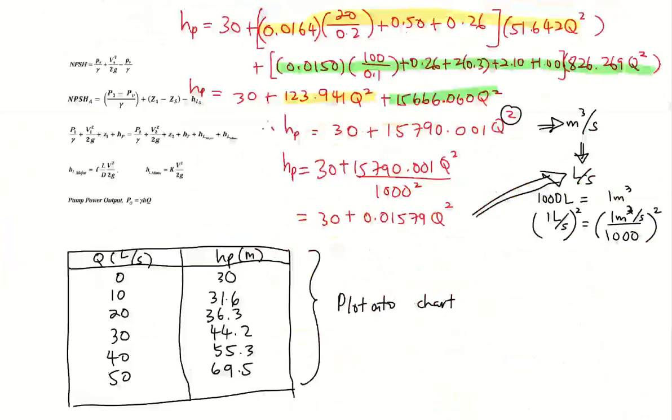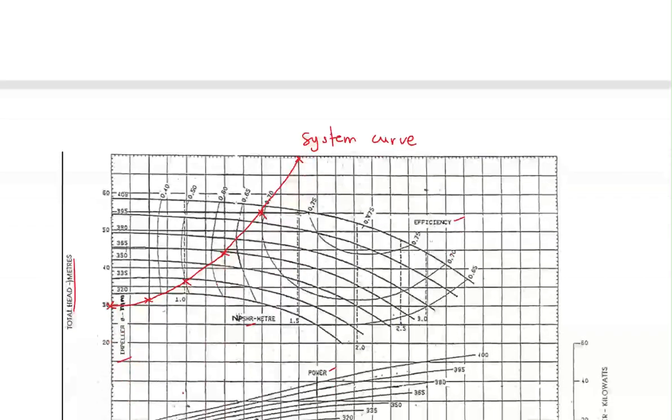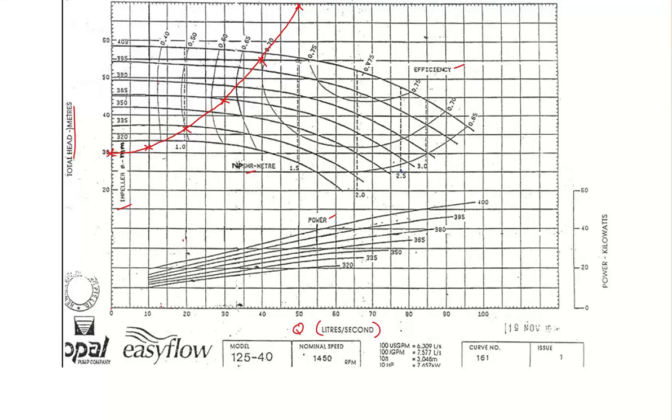All right. So your operating flow is 11.84 liter per second. So 11.84 is somewhere here. So if you want to get the operating point, just draw a straight line. So the intersection between the operating flow line and the system curve is your operating point. So this will be your operating point. All right.